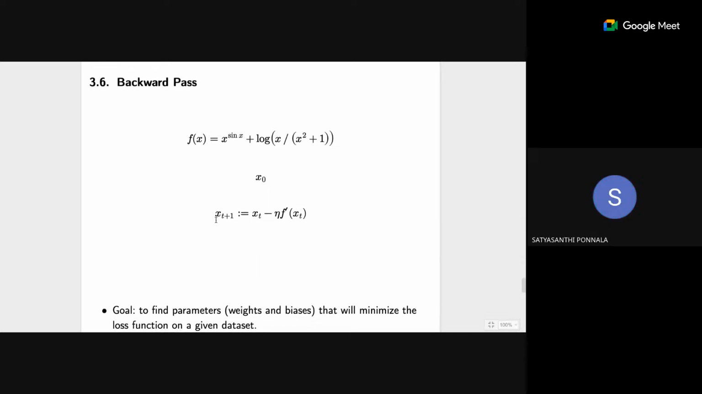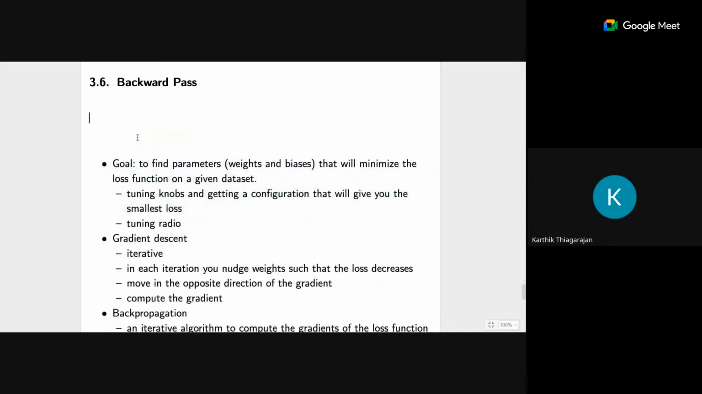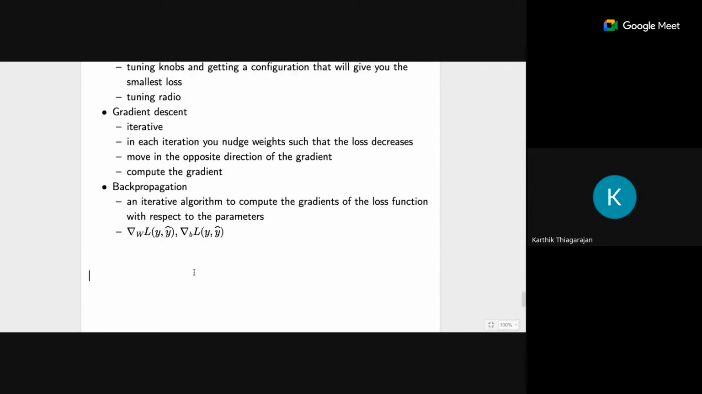Opposite direction means 180 degrees opposite to f of x? Correct, yeah. So the gradient is the direction of steepest ascent, right? Meaning, if you move in the direction of the gradient, your function's value will increase the maximum. But what we want is the function's value should reduce, right? We are minimizing. Therefore, you need to descend. That's why it's called gradient descent. Okay. So always keep the bigger picture in mind. You need gradients because you're trying to minimize, right? Using gradient descent.